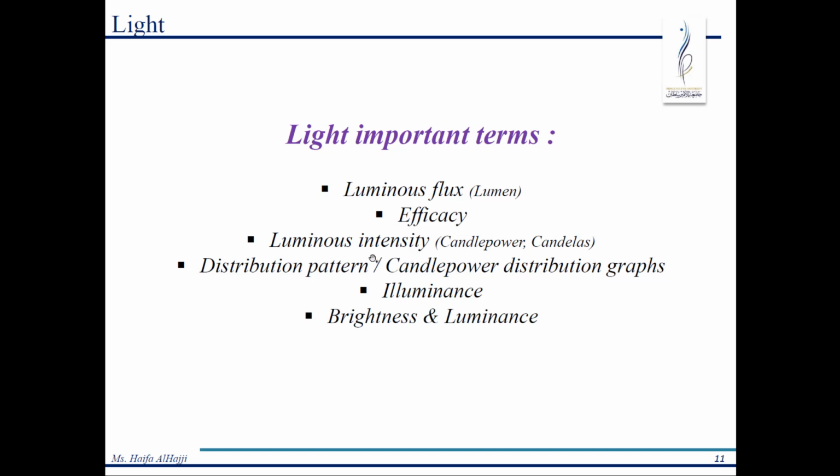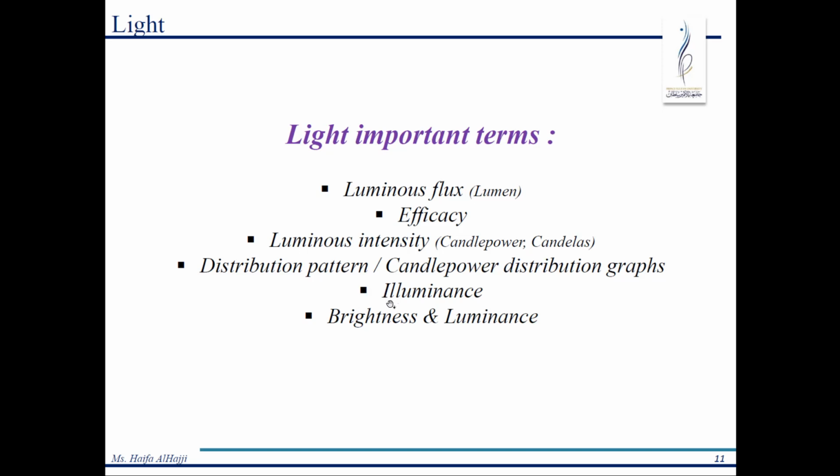So it is much related to how wide the angle is of the lamp or how narrow it is, and also relies on the luminous flux as well. Now, distribution patterns is actually what determines the luminous intensity. This is how we represent the angle of light coming out of a lamp. So it's called distribution patterns, and it's represented in something called candle power distribution graphs.